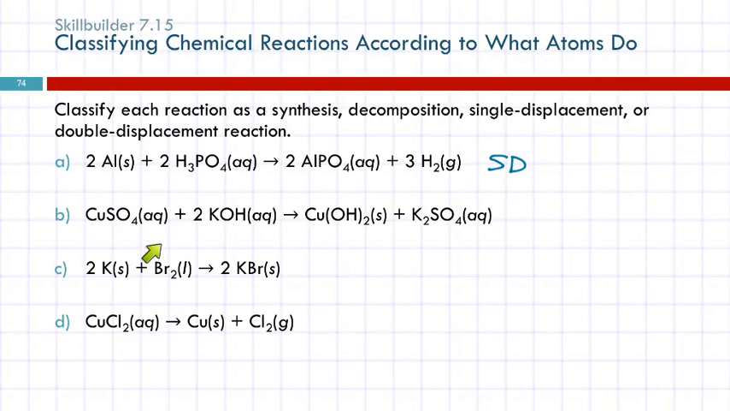How about this one? Double displacement. Copper and sulfate, potassium and hydroxide, they're swapping partners. This is also a precipitation reaction, but that's not one of the choices. So this is a double displacement, DD. How about this one? Synthesis. Okay, because we're putting two things together to make one. So we'll call that S for synthesis. And how about this one? Decomposition.